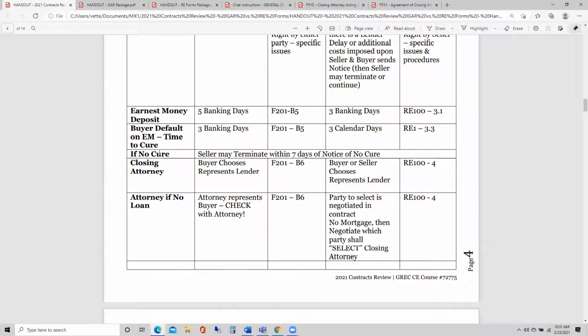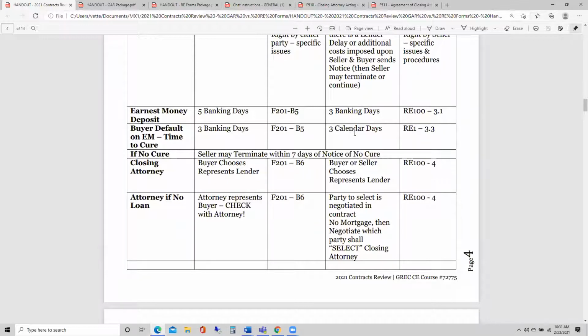The buyer has 3 banking days to cure the default, meaning they have to make good on those funds. Both of them call for the holder of the earnest money to send notice to the buyer and the seller that, look, we don't have the money. Either we never got it or it didn't clear the bank. But regardless, those funds are not on deposit with us in our trust account. So from the date of that notice, the buyer has 3 banking days to cure that default under GAR. Under the RE form, they have 3 calendar days.